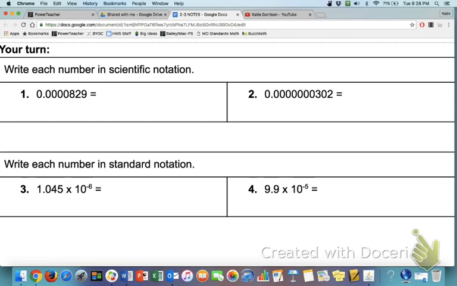This is a good time to pause the video and try the 4 problems that we have for you in the Your Turn section, and then push play again to see if you're right.